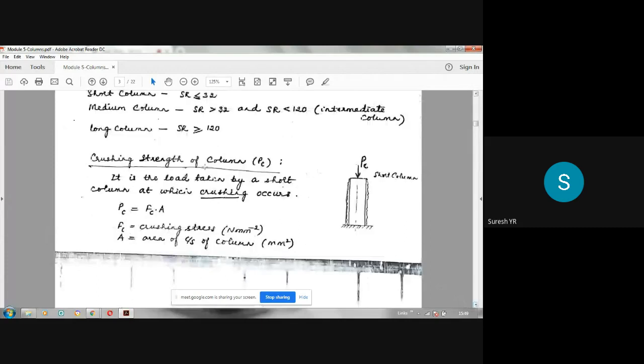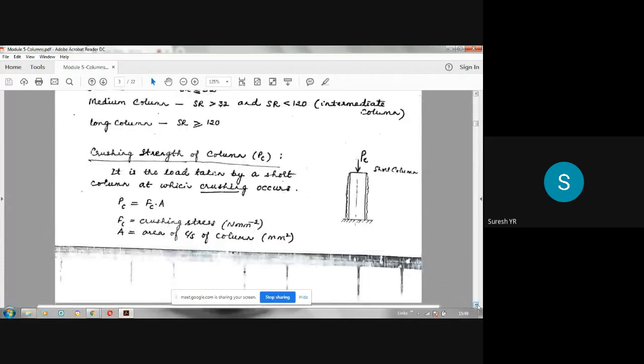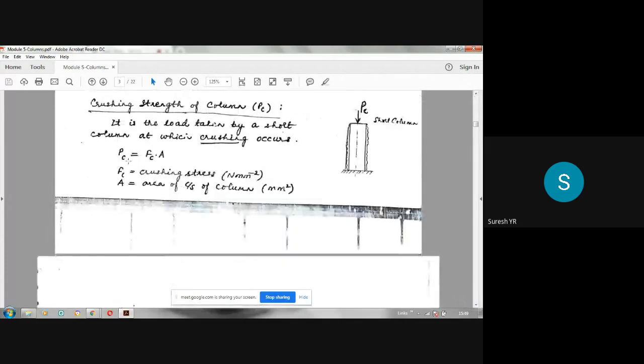So these are all the definitions. Before going to the derivation and problems, we have to understand these definitions. As I already told, crushing will take place in the case of short columns. In the case of long columns, it is called buckling or crippling. So crushing load is the load taken by a short column at which crushing occurs. That means it is the maximum load.